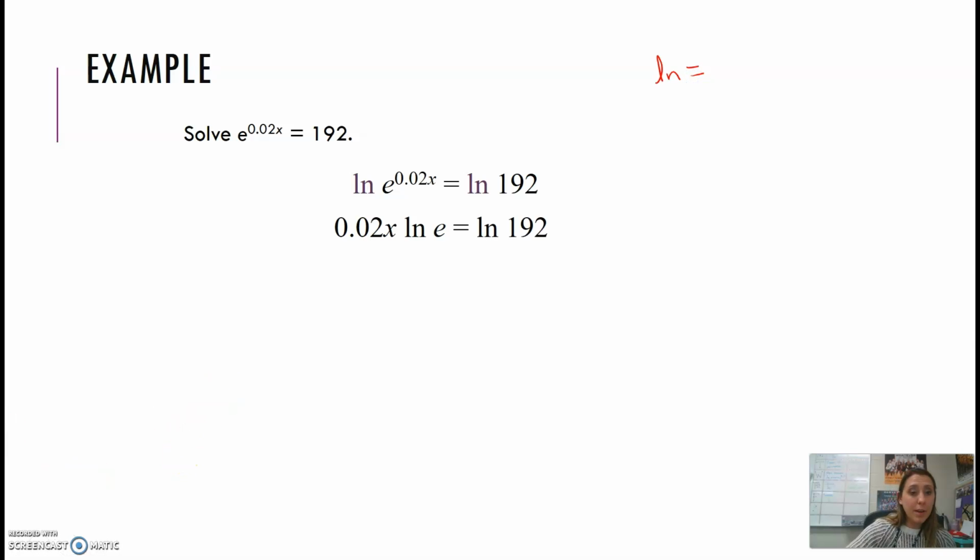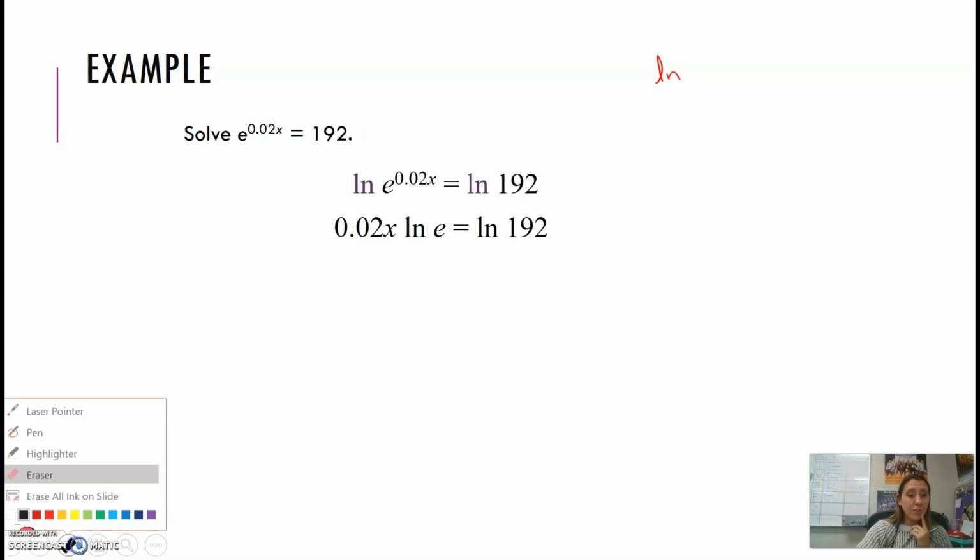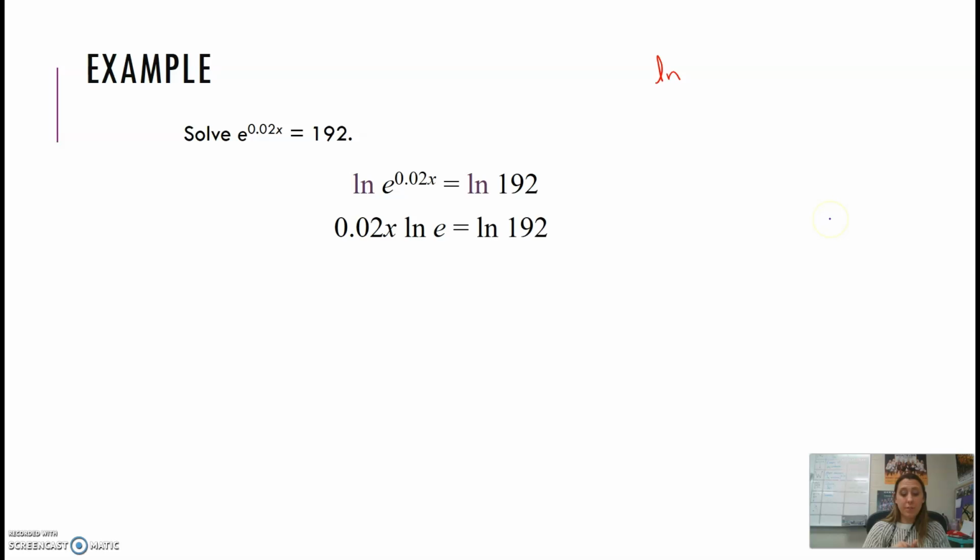All right, let me hit pause really quick. Okay, so if we have the natural log, here we go, see if I can get this written down.